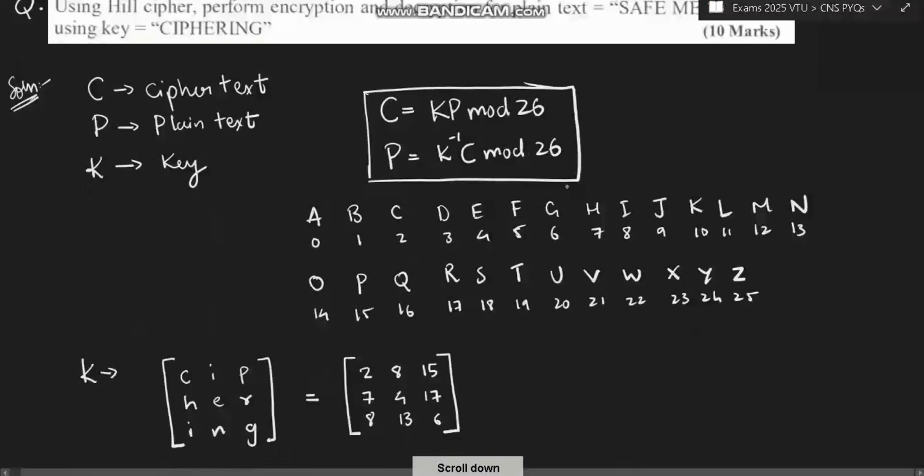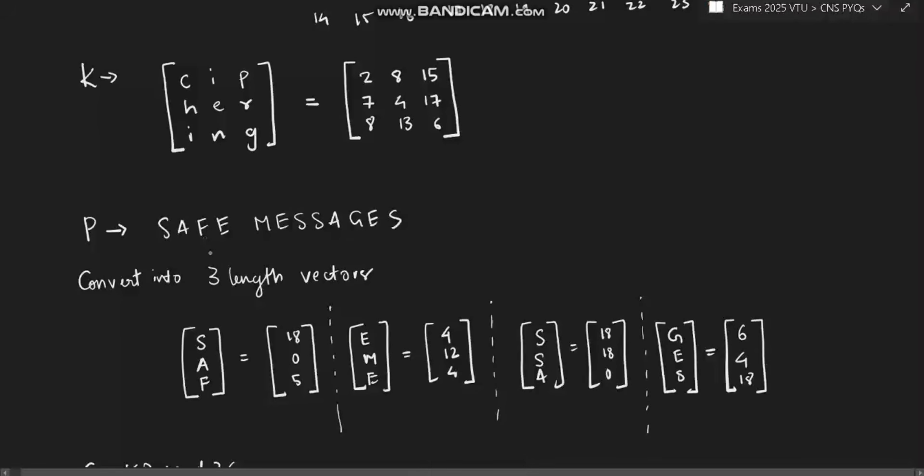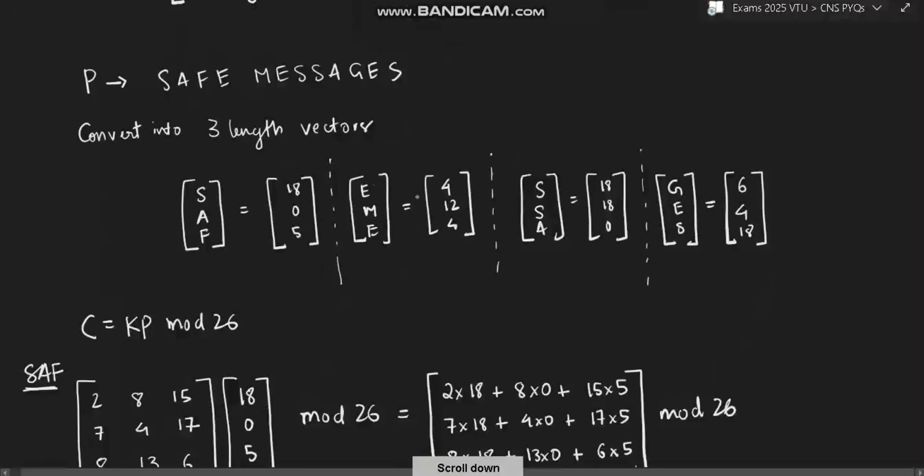After we have the plain text, we have to divide the plain text into vectors of length 3. Length 3 means SAF, EME, SSA, GES: the first 3 letters, then the next 3 letters, and so on. The question will be given such that the length is a multiple of 3, so don't worry about that. Then convert each of these letters to its numeric equivalent, seeing the above table, for all the vectors.